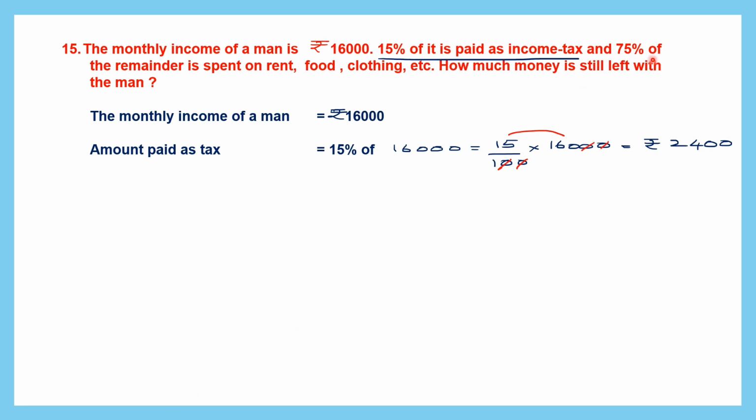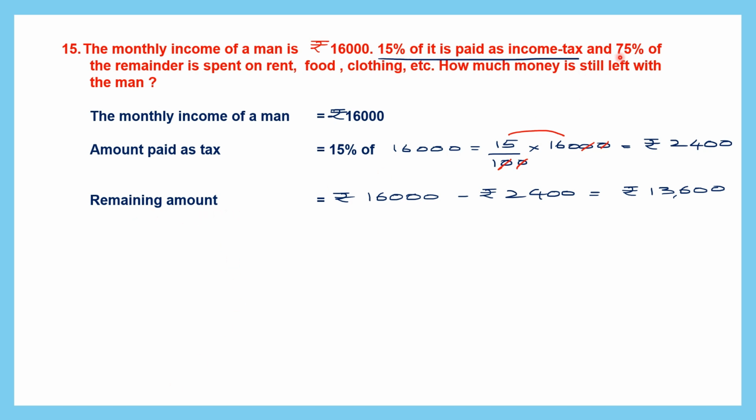Now let's read, and 75% of the remainder, that means there is some money left now after paying the tax. From that money, he has spent it on rent, food, clothing, etc. So what is the remaining amount? This is the initial amount and this is the amount that he has paid as tax, and if we subtract these two, we will get the remaining amount. So let's subtract 16,000 rupees and 2,400. What do we get? We get 13,600 rupees. So here we have the remaining amount.